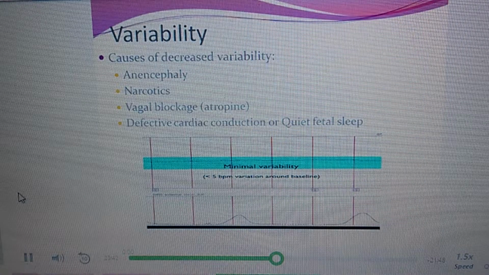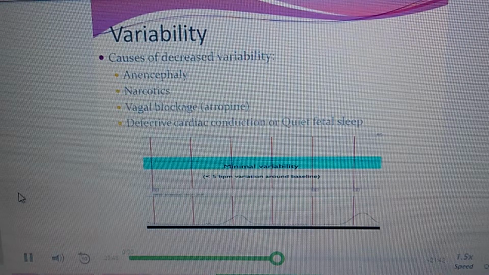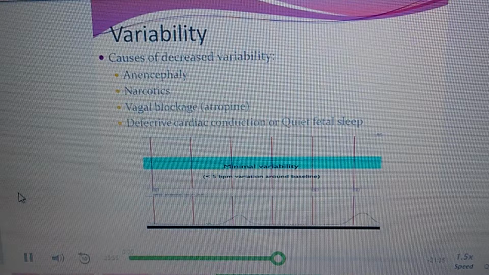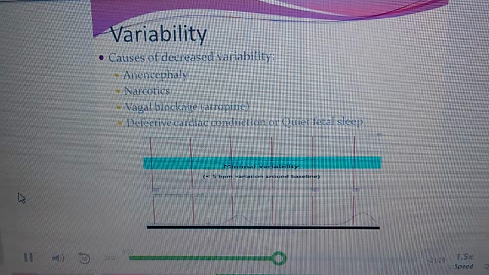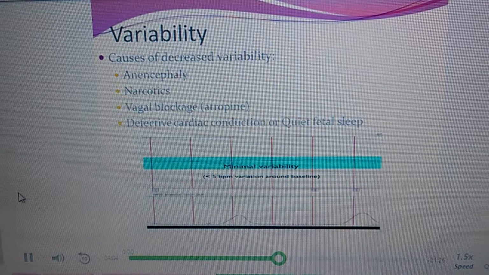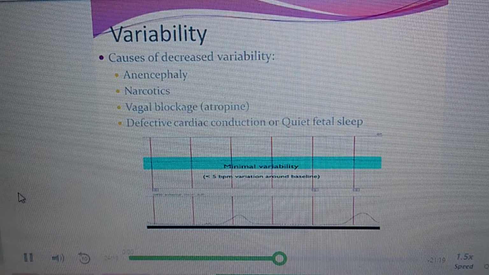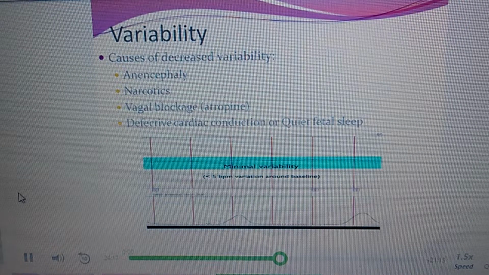Okay, these are just some other things that could cause a decrease in the variability that's noted, and so you want to take note of that. Anencephaly, drugs, a vagal blockage from medications, atropine, and any type of cardiac defect, or not a defect necessarily. It could be a cardiac defect. Yes, cardiac defects can cause decreased variability, but also a baby that's sleeping.